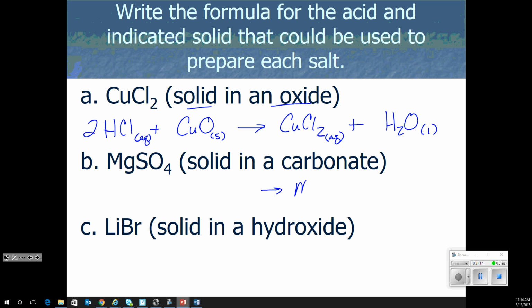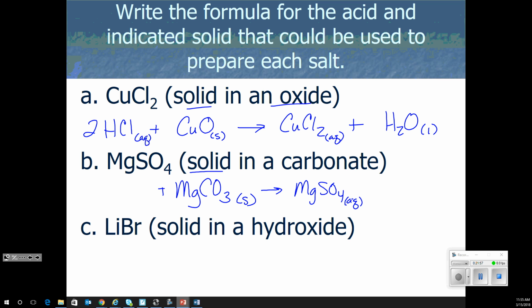I'm going to make magnesium sulfate. Soluble or insoluble? Sulfates are soluble except for calcium, strontium, barium, right? So this is AQ because that's not one of those. Okay, it says it's solid in a carbonate. What's carbonate, positive or negative? It's -2. CO3 is a -2. So it's going to have to go with what? Magnesium or sulfate? Magnesium. Magnesium's a +2, carbonate's a -2. Put it together. And it said it was a solid, so I'm going to put an S here.